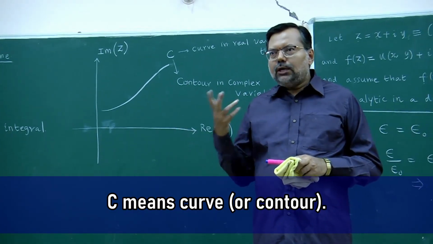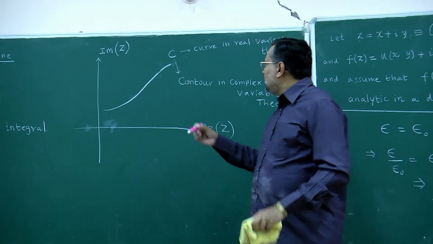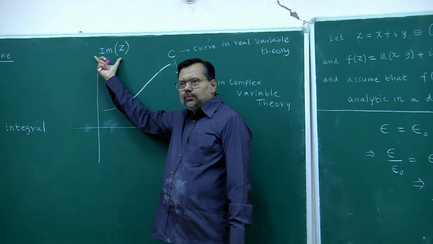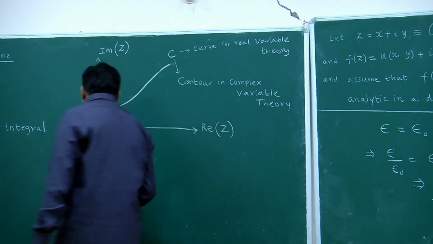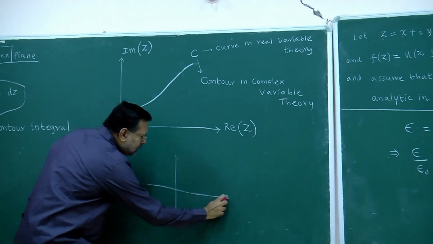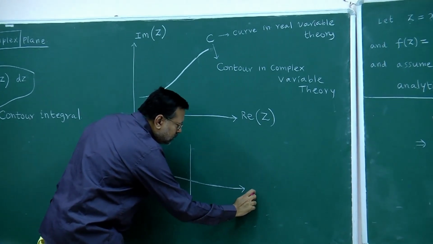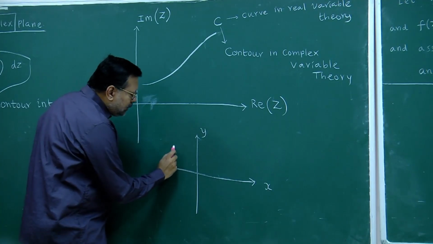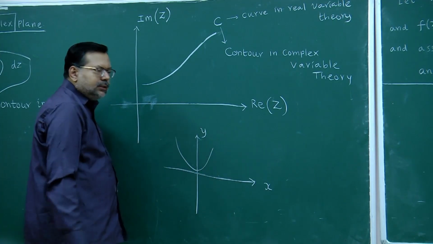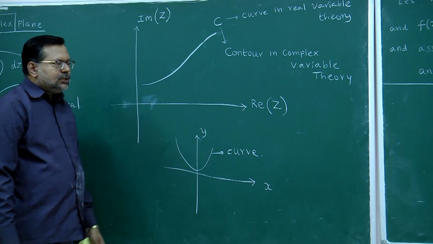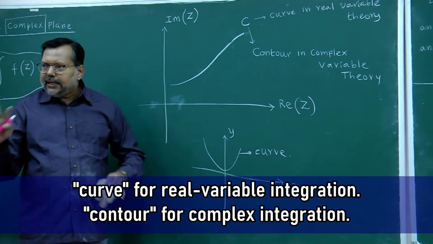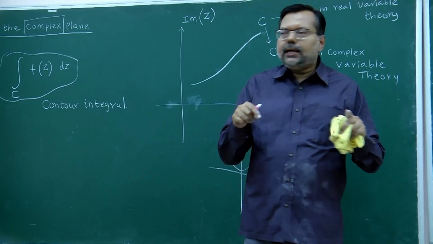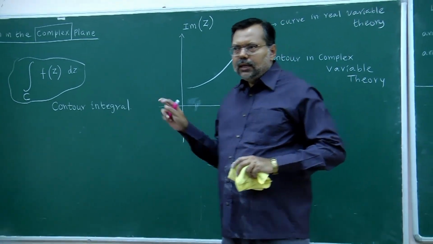C means contour. Contour means just a curve only. If I say Re of z here and Im of z here, it's called a contour. That's all. For example, if this is your x and that's your y, and you draw a simple parabola like that, then you say that this is a curve. So curve becomes contour, that's all. It's only a renaming. There is nothing to worry about. So now the question is how to perform the calculation.